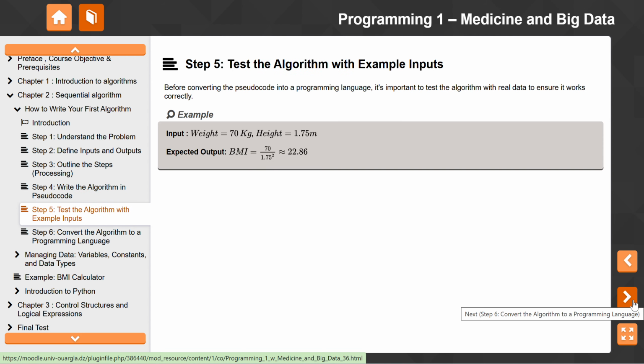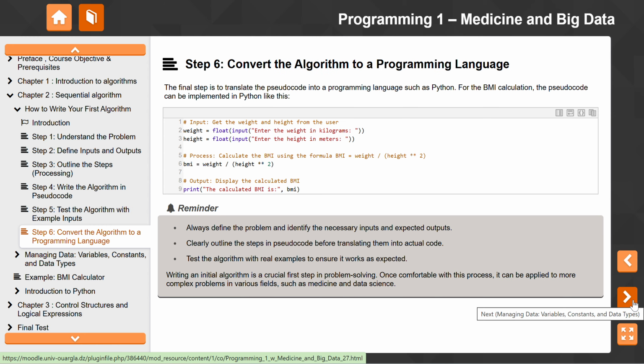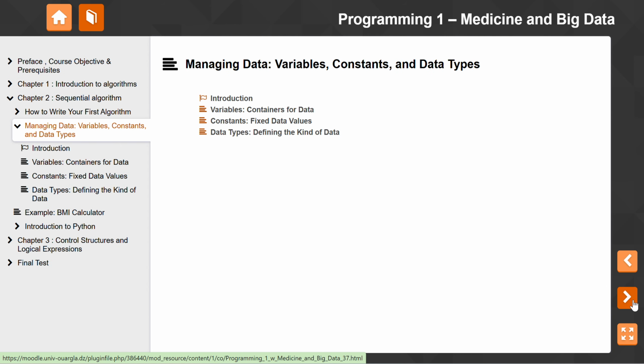The fifth step is to test the algorithm with example inputs. Before converting the pseudocode into a programming language, it's important to test the algorithm with real data to ensure it works correctly. The final step is to translate the pseudocode into a programming language such as Python.